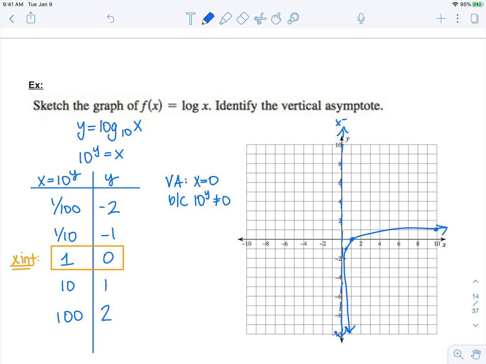And that's x equals 0, and this is f of x. Now, just to get into some good practice, our domain is 0 to infinity, and our range is -infinity to infinity.